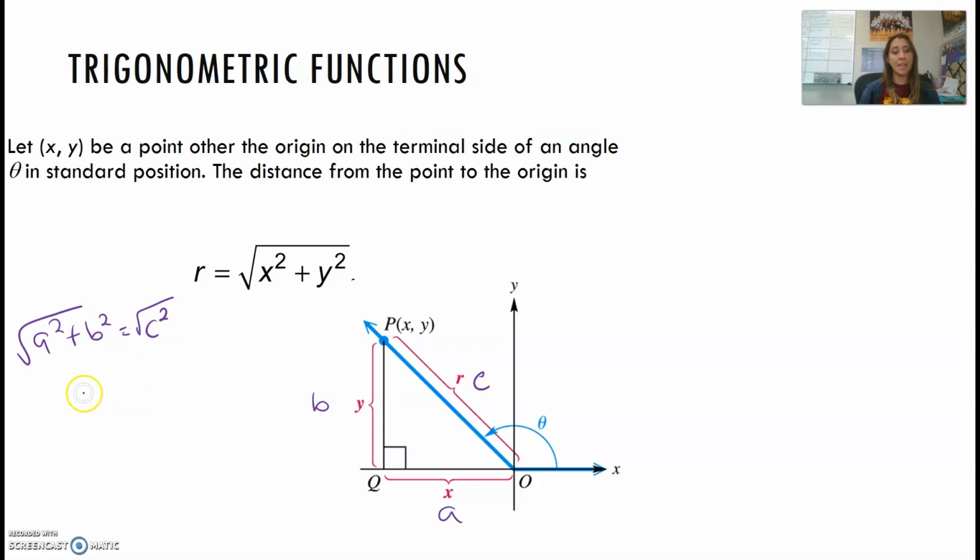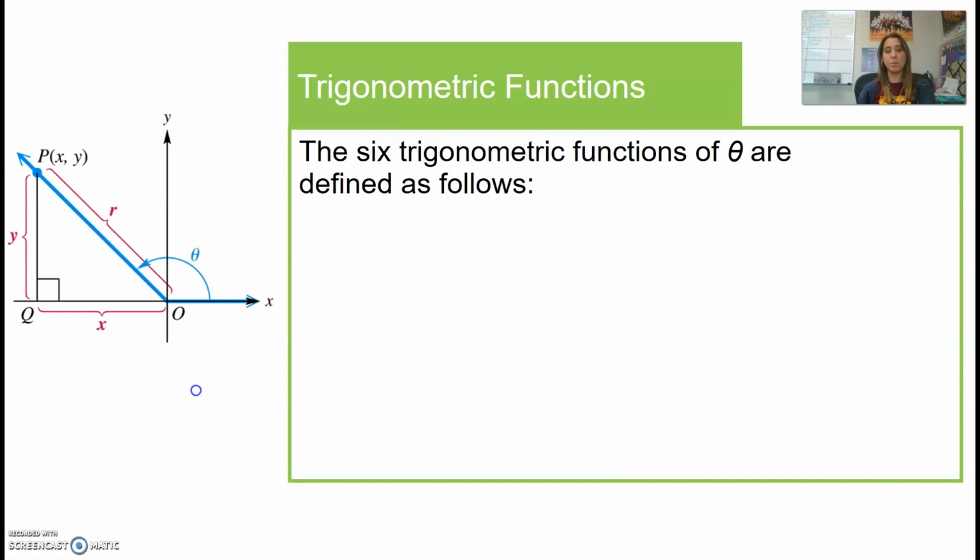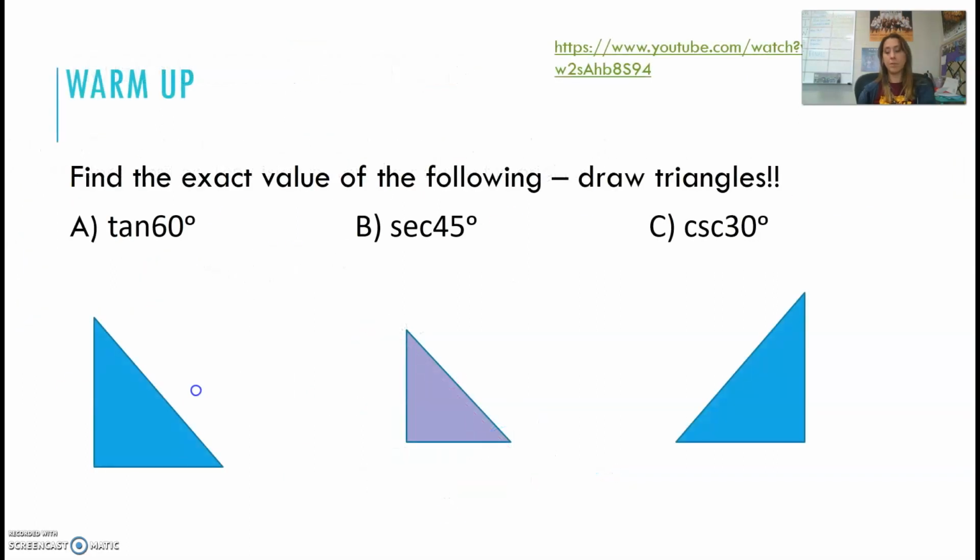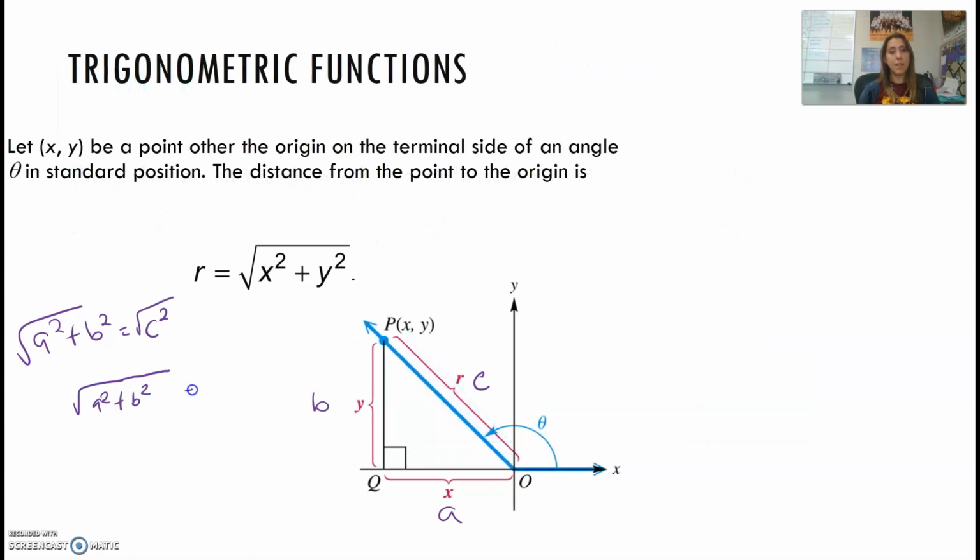So then I end up with the square root of a squared plus b squared, hold on, my root should be all the way over it, is equal to c. So that's where this comes from. So now we're going to be talking about x squared plus y squared equals r squared. That's what we're going to talk about because we're on a coordinate plane.